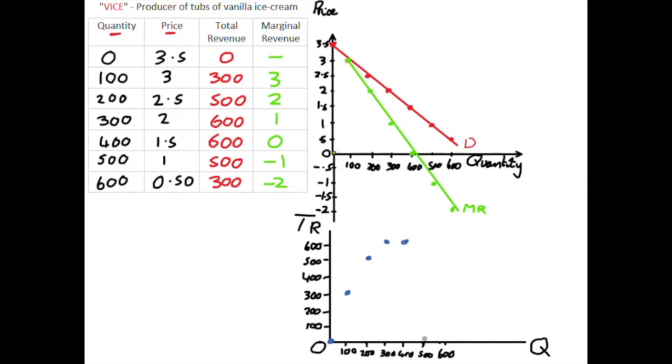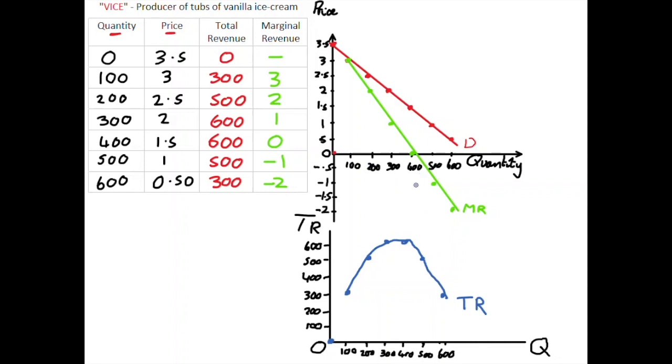500 quantity gives us 500 for revenue. And finally, a quantity of 600 gives us 300 for total revenue. So what you can see here is the total revenue curve, which if we join up the points, we can see the shape of it. So the total revenue function increases up to a maximum point and decreases thereafter.